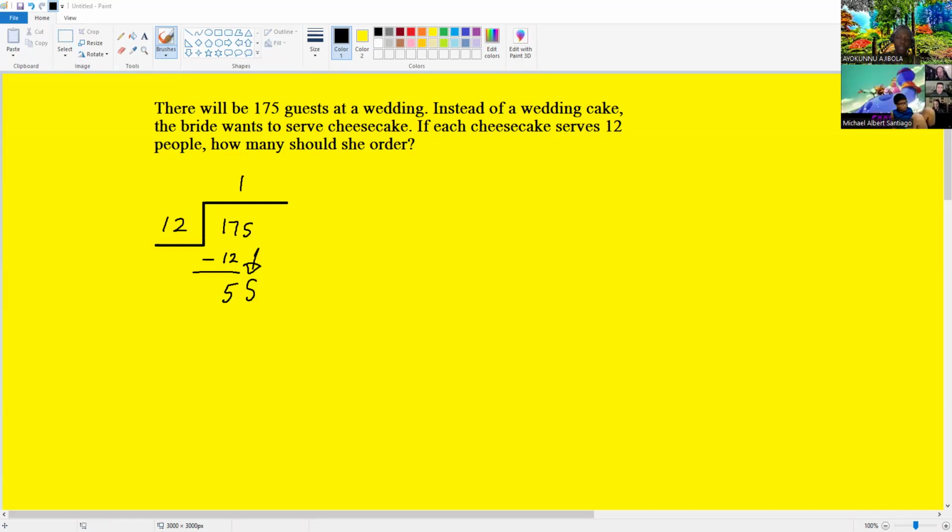So that means, how many 12s in 55? That's 4. Is that clear? Yes. 4 times 12 is 48, like you said. So Miggy, it's your turn now. What is 55 minus 48?